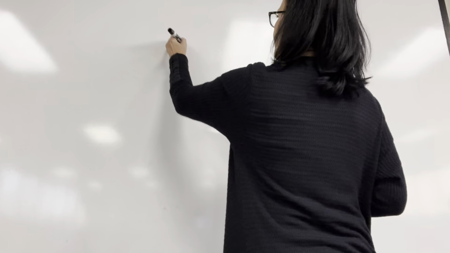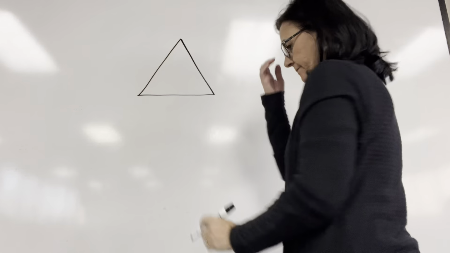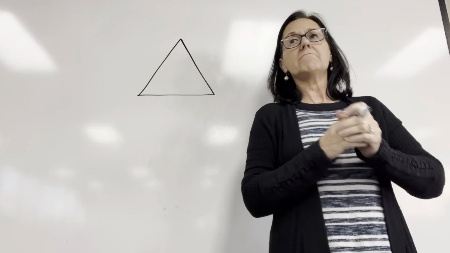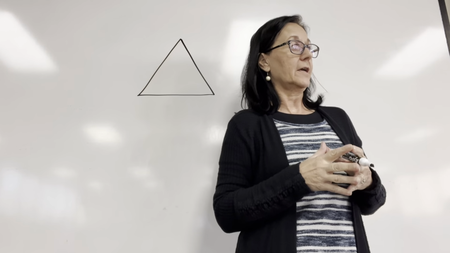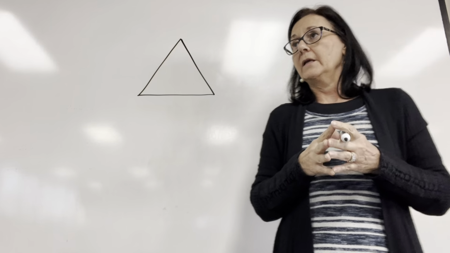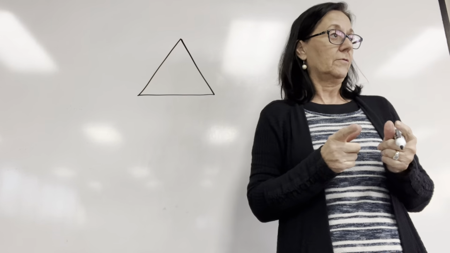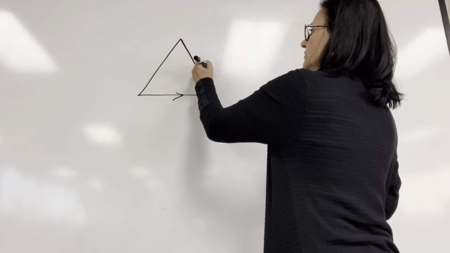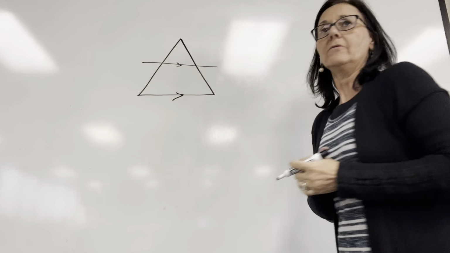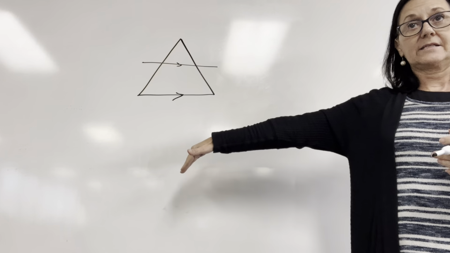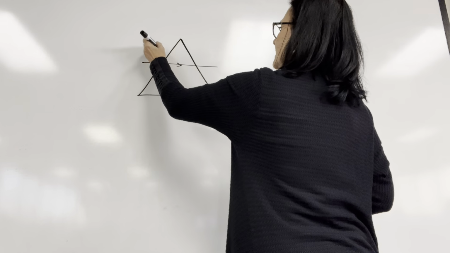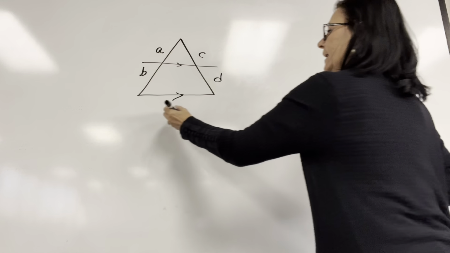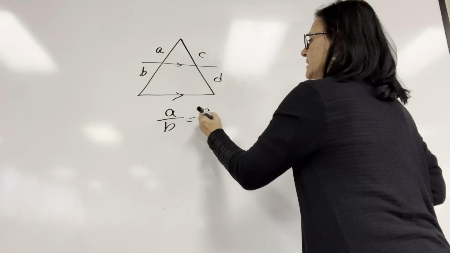What the side splitter theorem says: if I have any polygon, but particularly in most geometry textbooks they're talking about triangles. If I have a triangle, and at any point I draw a line parallel to one of the sides, then it splits these sides proportionately, such that A over B equals C over D.